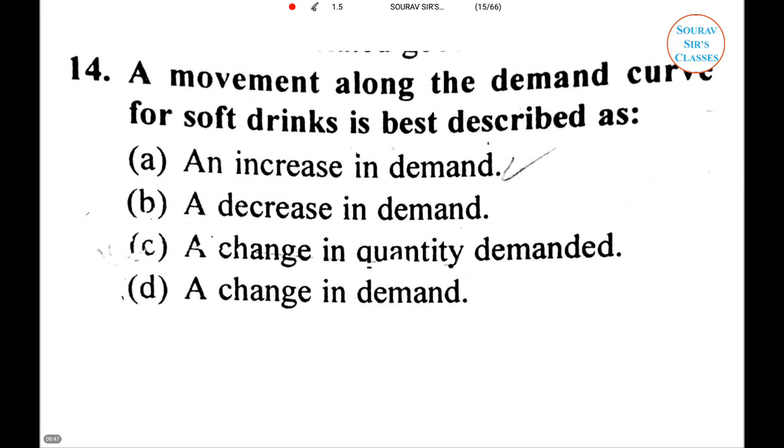A movement along the demand curve for soft drink is best described as a change in the quantity demanded, because we have movement along the demand curve. So this is movement along, that you move from point A to point B. So it is movement along the demand curve and there is a change in quantity demanded.